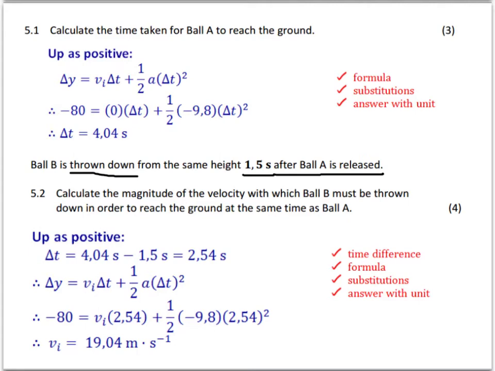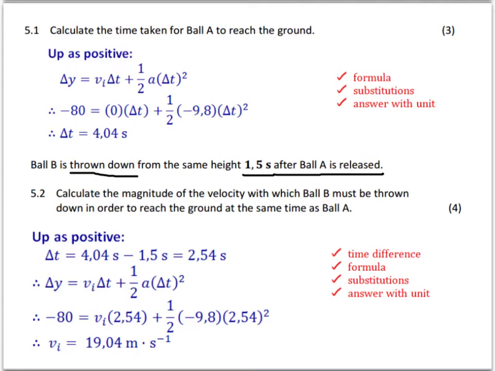We need to take a look at the information that we have. If up is positive, gravity, or gravitational acceleration rather, is still negative 9.8 meters per second squared. The displacement of object B is still negative 80 meters because it has to reach the ground and it was released from the same height. The only difference is that object B was thrown down, so it was released with a non-zero velocity.